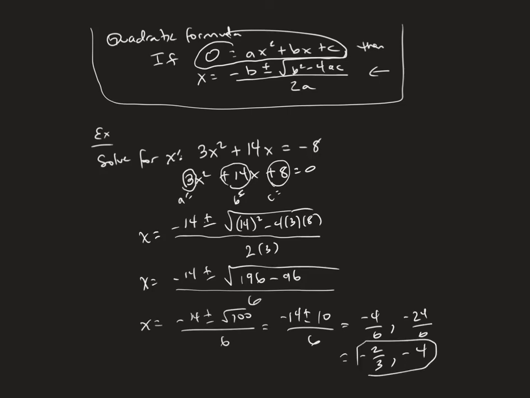Now, just remember, everything on the same side, identify a, b, and c, plug it in, follow order of operations, and make sure you simplify the radical, and then simplify the fraction at the end. Now we're going to do a couple more examples that have a little more challenging stuff going on in the next couple of videos.